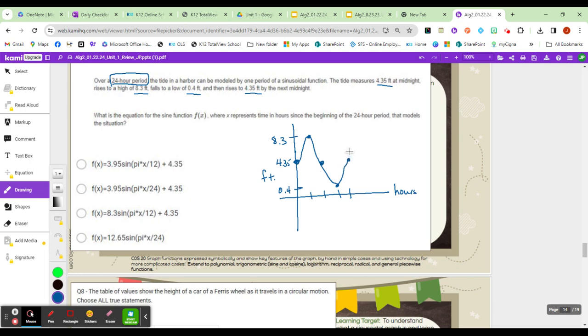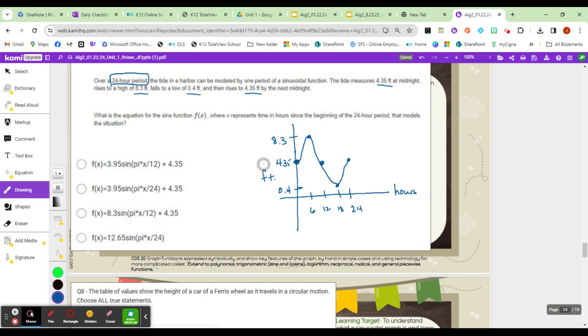And they're saying that this happens in a 24-hour period. So this would be 24, this would be 12, this would be 6, this would be 18. Those are hours.